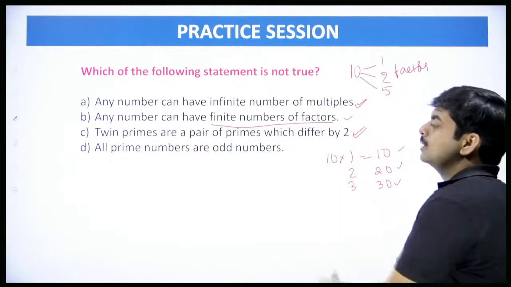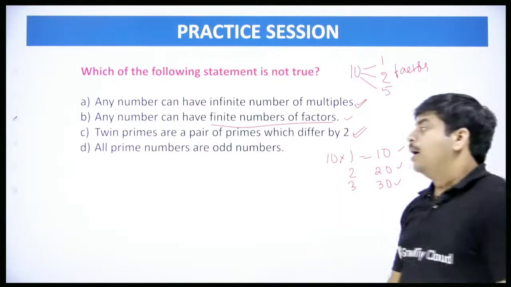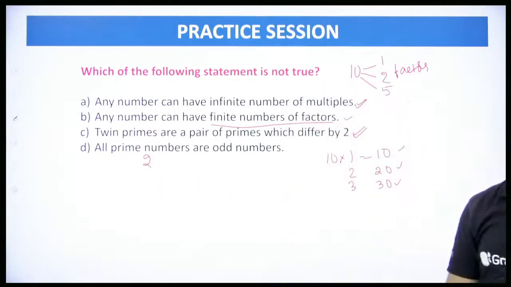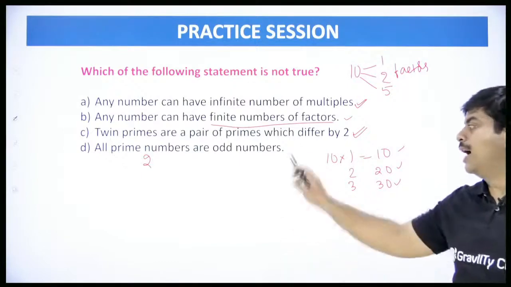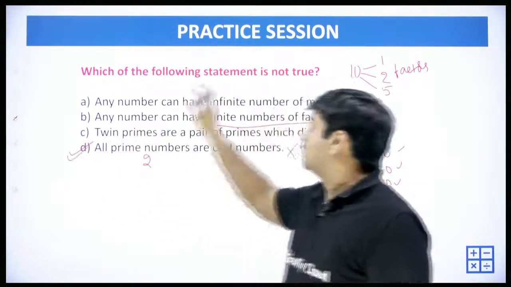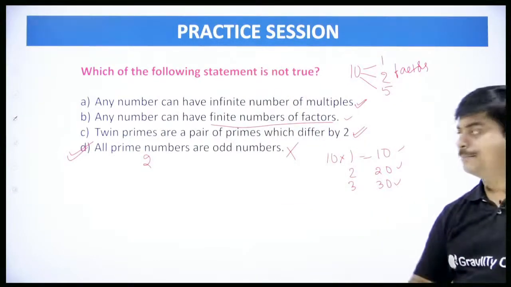All prime numbers are odd numbers. Is that correct? No. Number 2 is the very first even prime, and that is the only even prime we have. So the last one is not correct. So option D is the correct answer because it is given as not true.